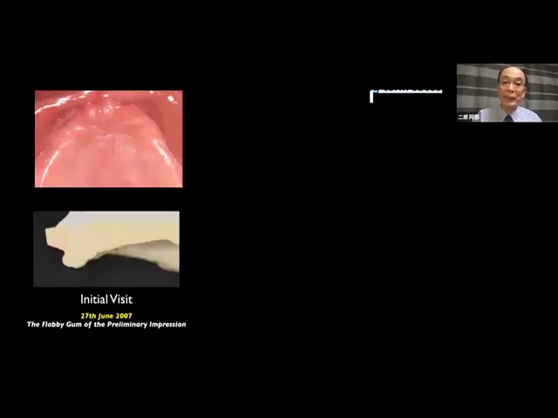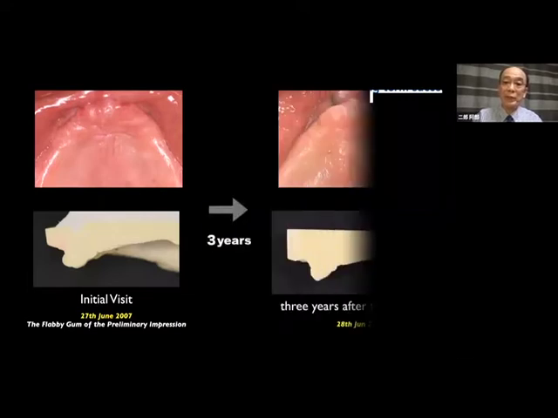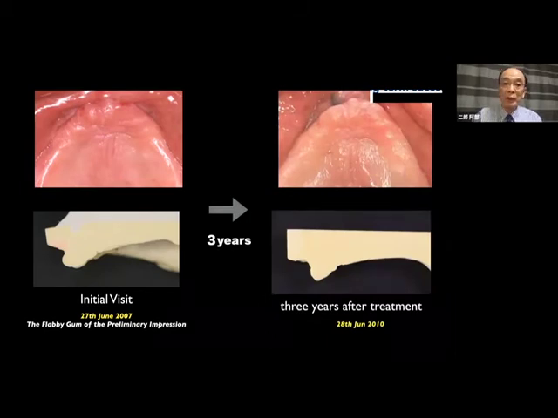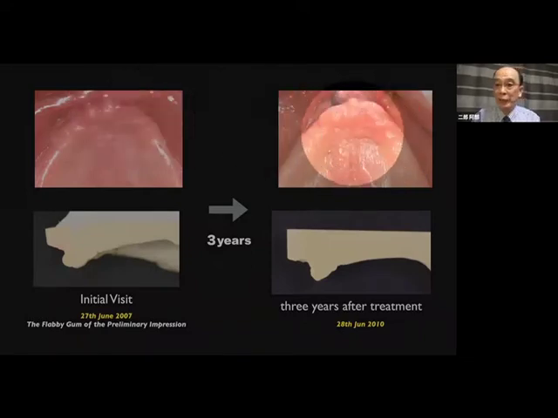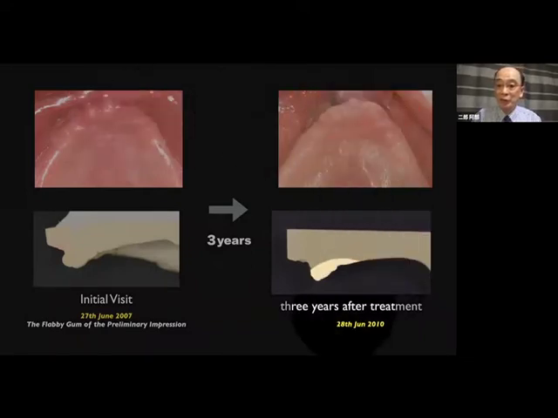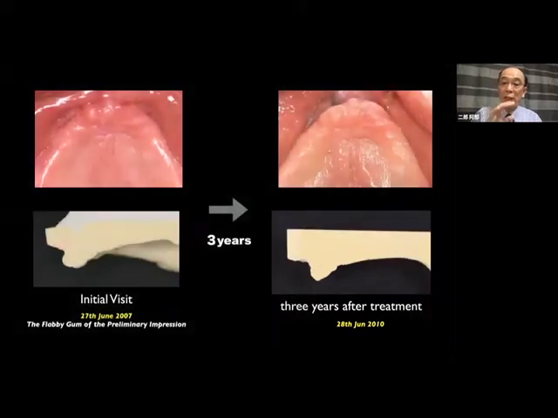This is another, very important case. This is a comparison between the initial visit and 3 years after treatment. Inflamed flabby tissue was observed, but after 3 years, no inflammation. Every 4 months, a regular checkup is very important, and we always adjust the occlusal surface and maintain the anterior 2 millimeter space.